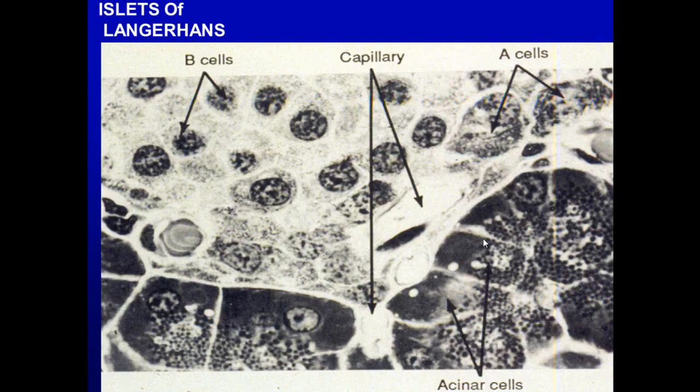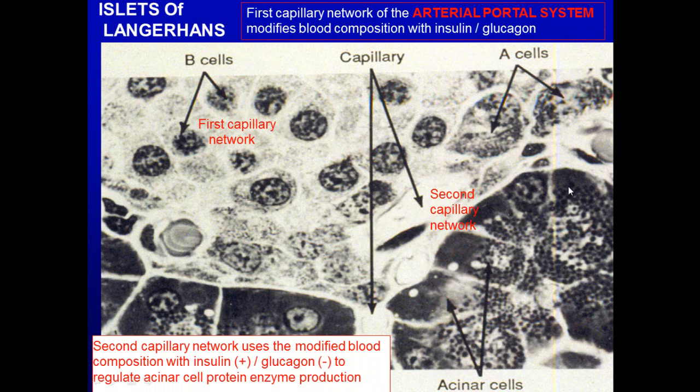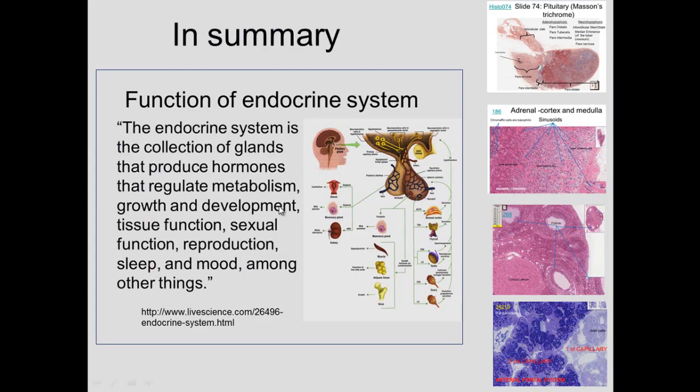Likewise, the islets of Langerhans have a portal system as well. This is the acinar cells, and then this is the islet cells. The first capillary network is in the islets, and the second capillary network is actually in the pancreatic acinar cells, because insulin stimulates and glucagon inhibits secretion of the pancreatic acinar cells. You can see it again on this one very nicely. And this is an arterial portal system as opposed to the venous portal system we see in the pituitary. First capillary network is in the islets of Langerhans. The second capillary network is actually here around the pancreatic acinar cells themselves.